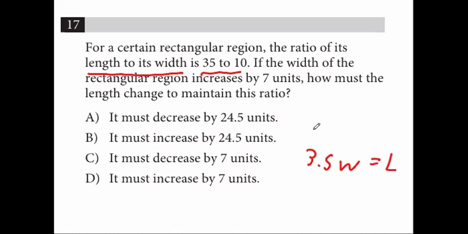So if the width increases by 7, so if W increases by 7, how much must the length change to maintain this ratio? So we just do 7 times 3.5, which gets us 24.5. And it says it increases by 7, so the length must also increase. So it increases by 24.5. So correct answer is B.